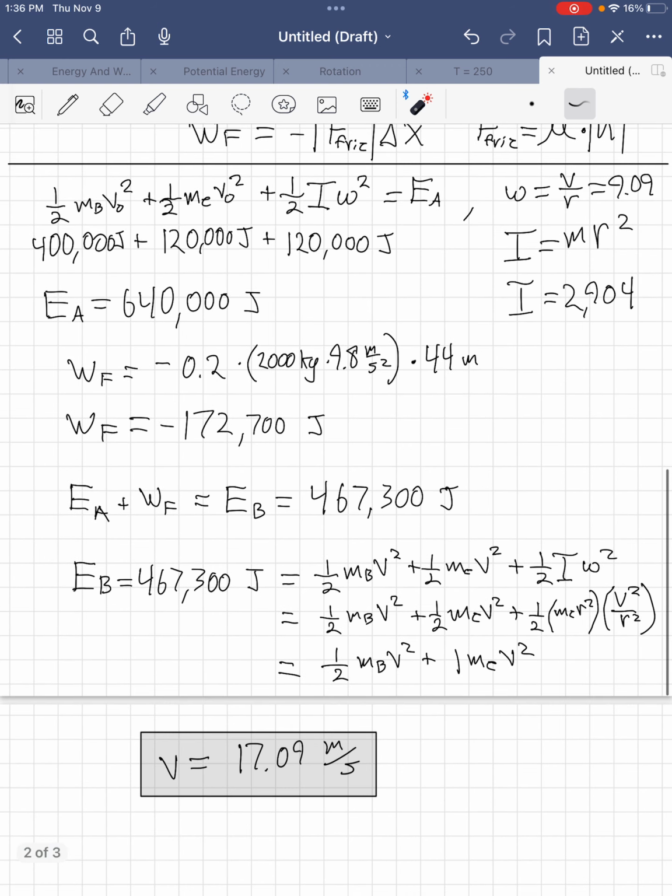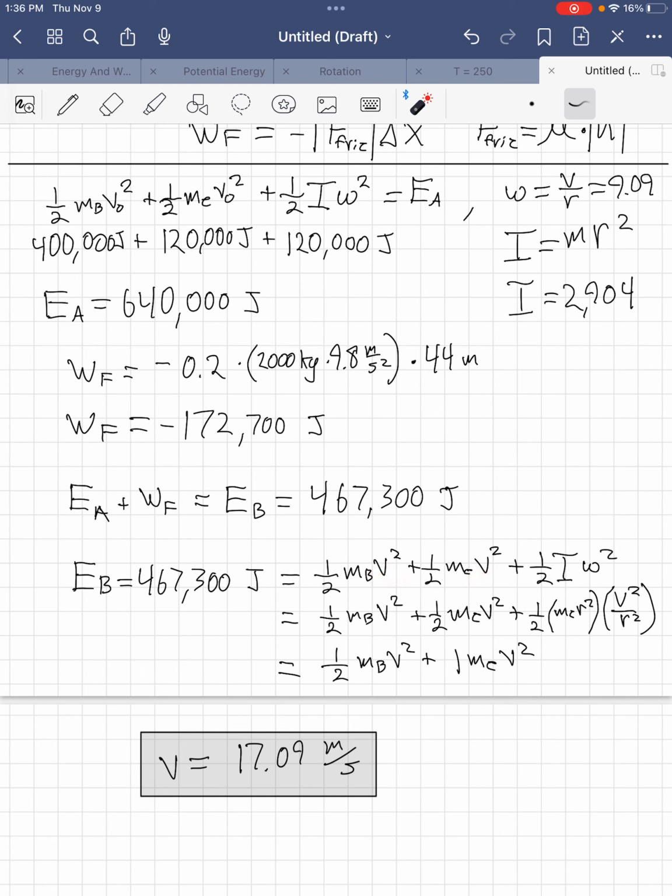All right. And now we write our equation down for what types of energy exist at B. And in our case, it was fairly simple because it was the same types of energy as at A: kinetic energy of block, kinetic energy of cylinder, rotational energy of cylinder. Except now the velocities are unknown, right? Because that's what it's asking. How fast are we moving?